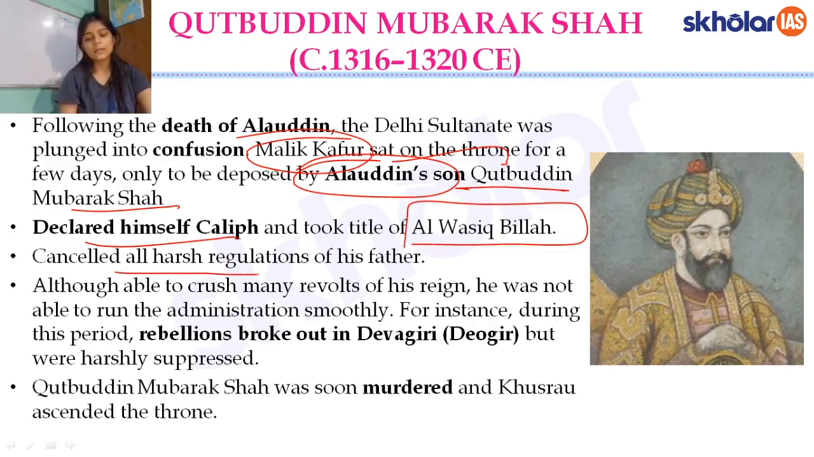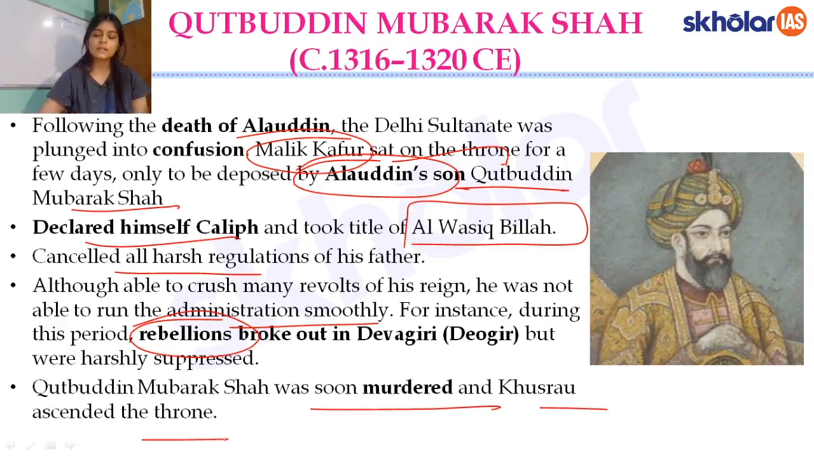He cancelled all the harsh regulations of his father. He was not as harsh as his father, but his administration was not very smooth, you can understand. And during his reign, the Sultanate started declining, and many rebellions had also broken out. Finally, he was murdered, and Khusro Shah ascended the throne.